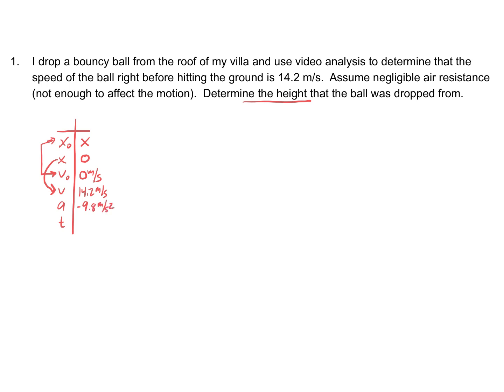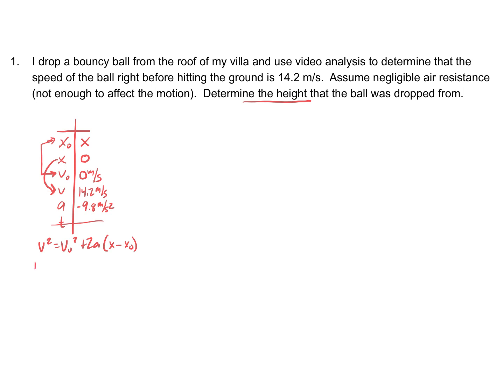So you'll notice I don't have time, but the question's not asking about time, so I'm going to ignore it completely. Time's a nice little guy, but we're going to ignore him this time. And I'm going to choose the kinematics equation that will allow me to answer that question without time. So I'm going to go with v squared equals v naught squared plus 2a times (x minus x naught). I'm going to go ahead and throw those numbers in.